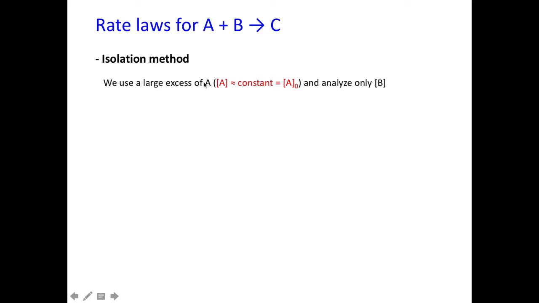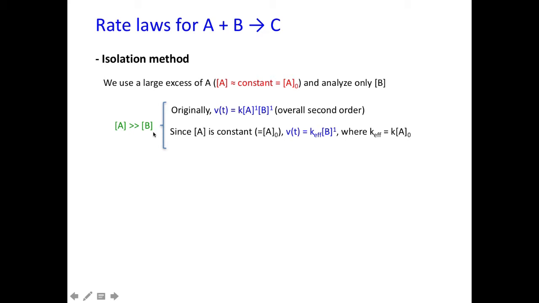In this case, the concentration of A is so large that it becomes constant, it almost doesn't change. So it's basically the same as the initial concentration of A, because the concentration of A doesn't change, it's too large. And then we analyze only the concentration of B. What happens with the concentration of B with time upon proceeding the reaction? So the concentration of A is much larger than the concentration of B.